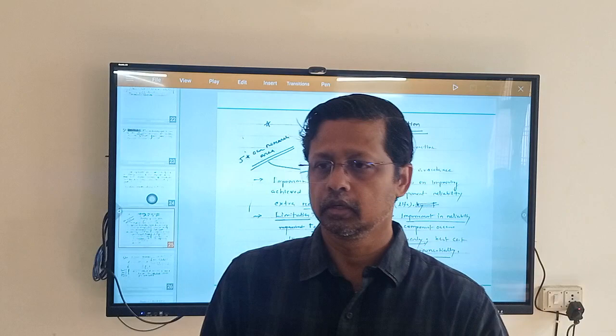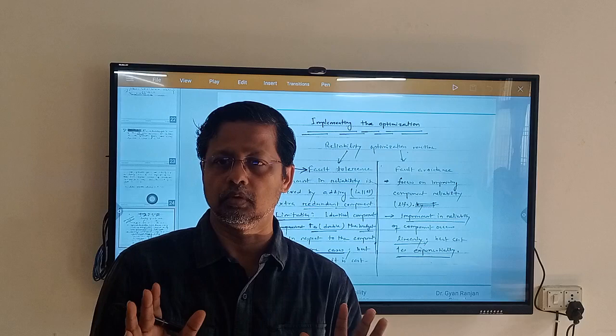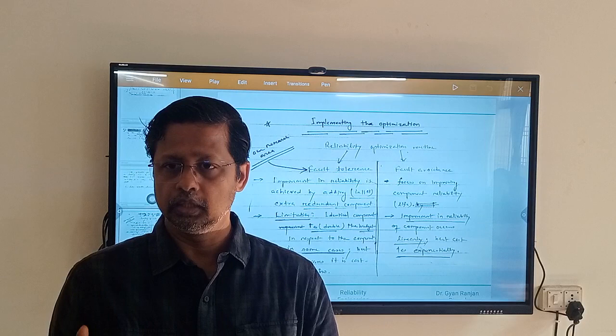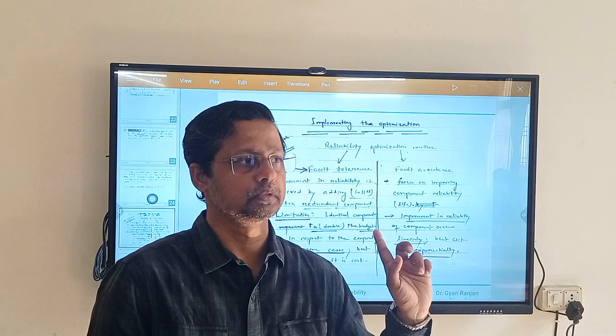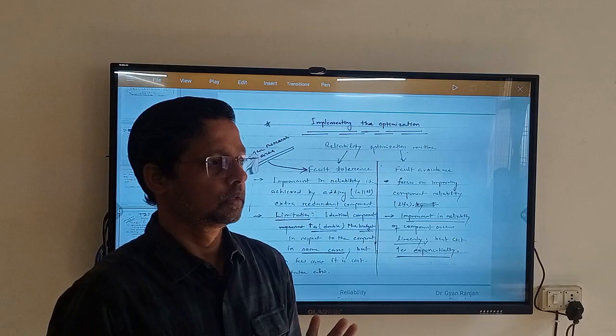Redundancy means, in simple language, you want to apply a standby. There is a backup unit and you ensure that the backup unit is the most reliable. Now remember that backup unit, most of the time you cannot compare with the previous example we considered yesterday, where we considered that the backup engine reliability is roughly 50% of the original.